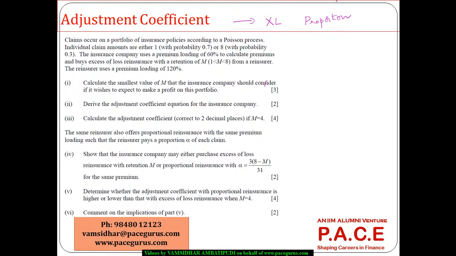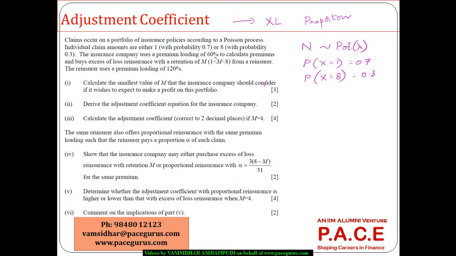Claims occur on a portfolio of insurance policies according to a Poisson process. Okay, so the number of claims are following a Poisson process with a parameter lambda. Individual claim amounts are either 1 with a probability of 0.7 or 8. So one of these two values occurs as a claim, with a probability of 0.3.